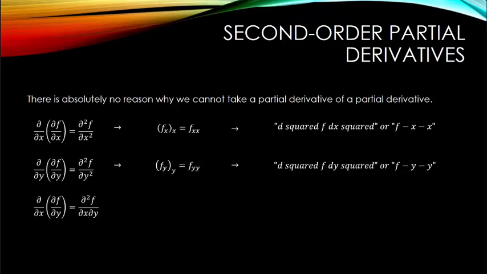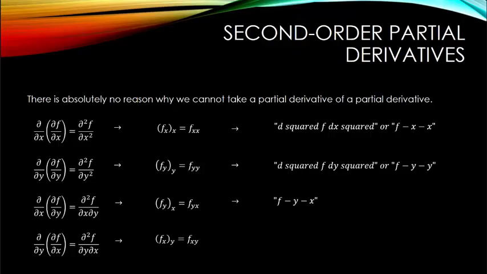We can also take a partial derivative with respect to x of a partial derivative of f with respect to y and get d squared f dx dy. This can be written as fyx, and I will typically pronounce that just as fyx, but we could say d squared f dx dy if we so chose. I could also take the partial with respect to y of the partial of f with respect to x, which is d squared f dy dx. I can write it as fxy, and I can say it typically as fxy.